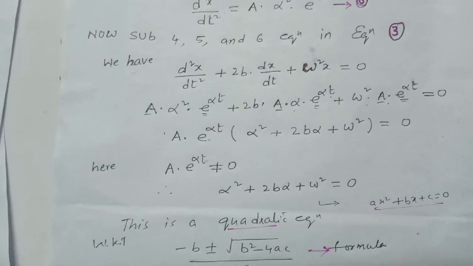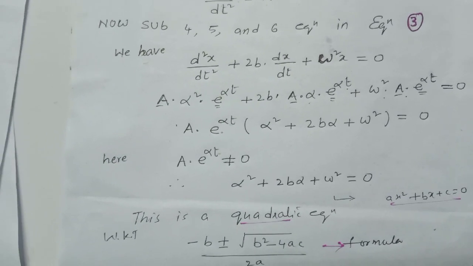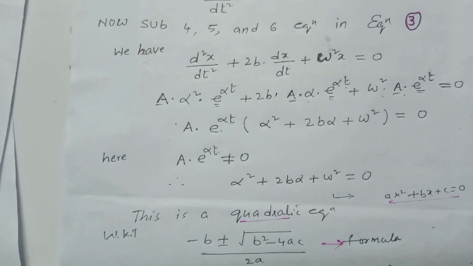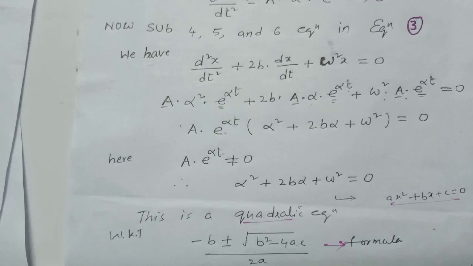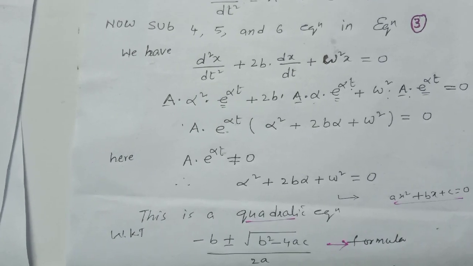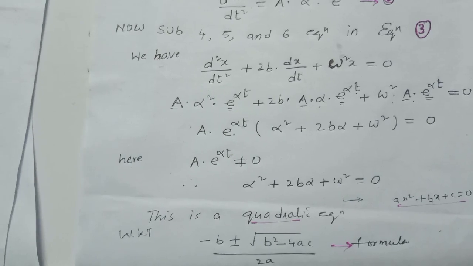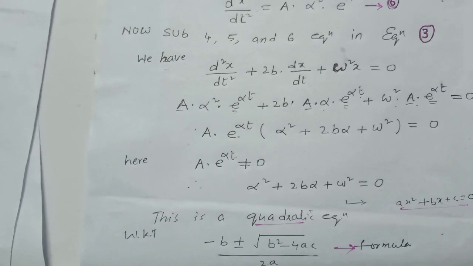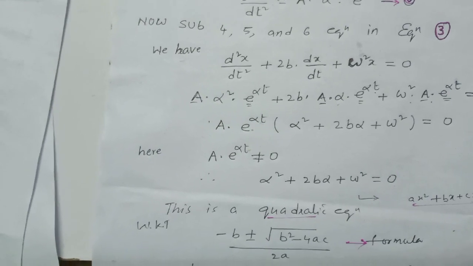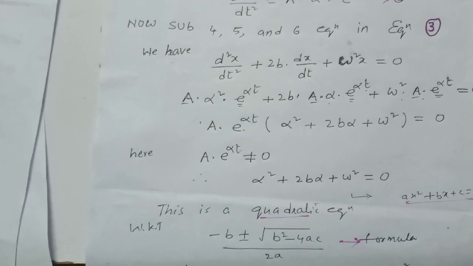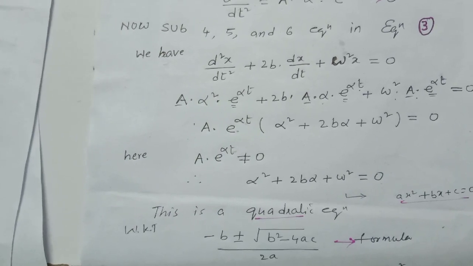Here, in the above equation, a into e power alpha t is not equal to 0. What is equal to 0? Alpha square plus 2b alpha plus omega square equals 0. Why? If a into e power alpha t equals 0, it means there is no amplitude, no oscillation of the oscillator at all. That's why we do not take it equal to 0; we take it as not equal to 0.